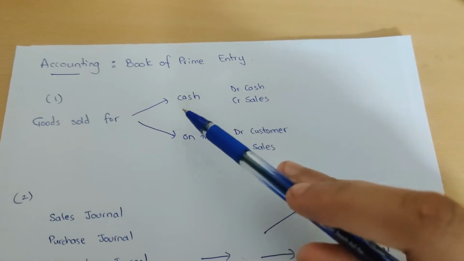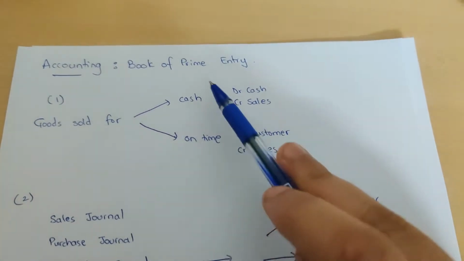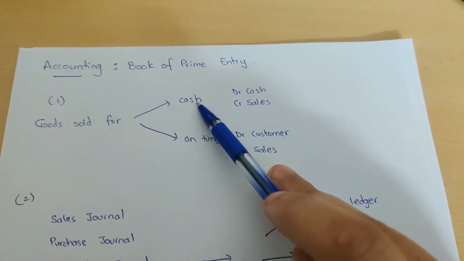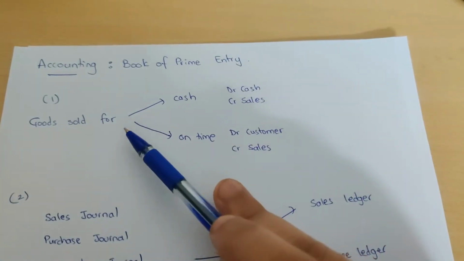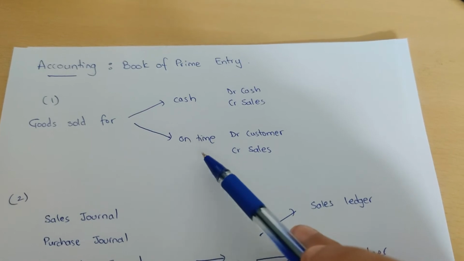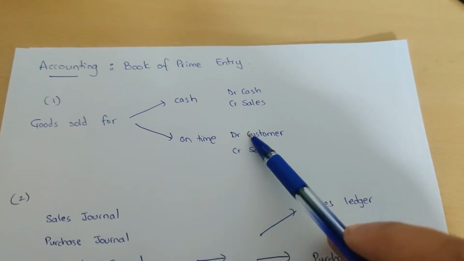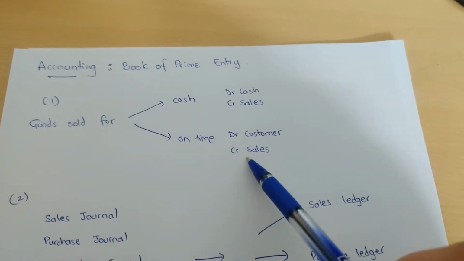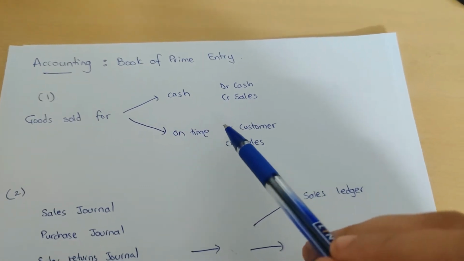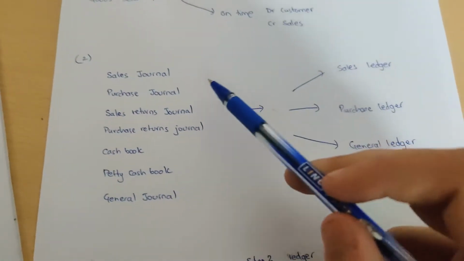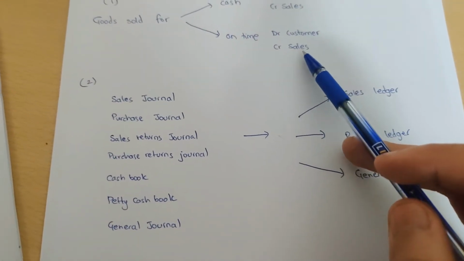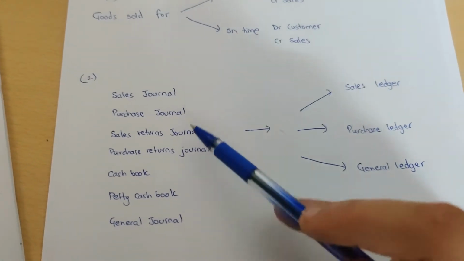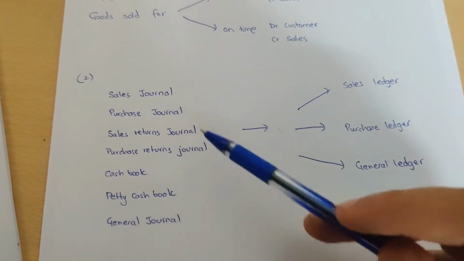So goods can either be sold for cash, that means you pay instantly, you received cash and you gave the goods away. Goods can either be sold on time, where the customer pays you later, but the goods leave you, so credit sales, okay? Now, whenever you have any transactions, say for example, whenever you sell goods, all right? You record it in these Book of Prime Entry.